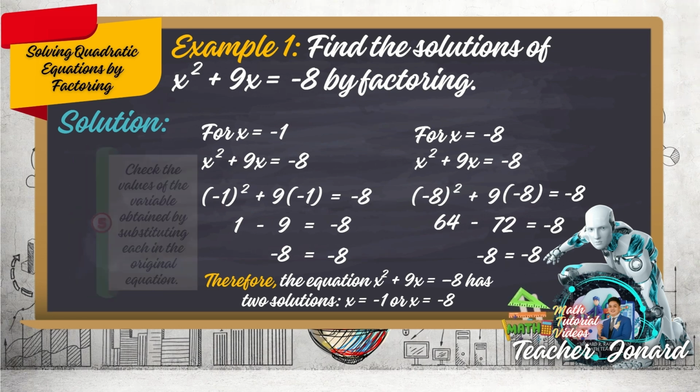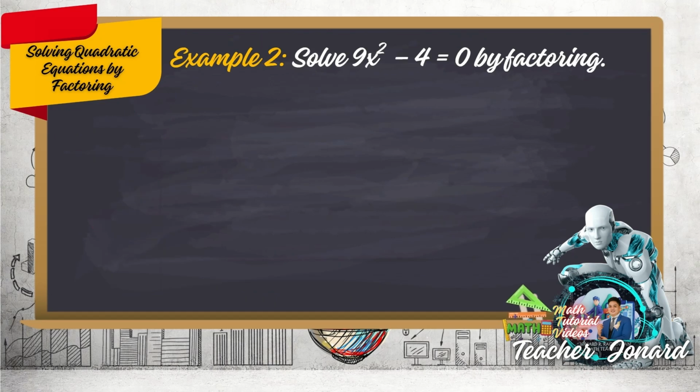Let's consider example number 2. Solve 9x squared minus 4 equals 0 by factoring. Let's go through this step by step. Step 1. Make sure the equation is in standard form. The equation is already in standard form. 9x squared minus 4 equals 0. So you're ready to factor.